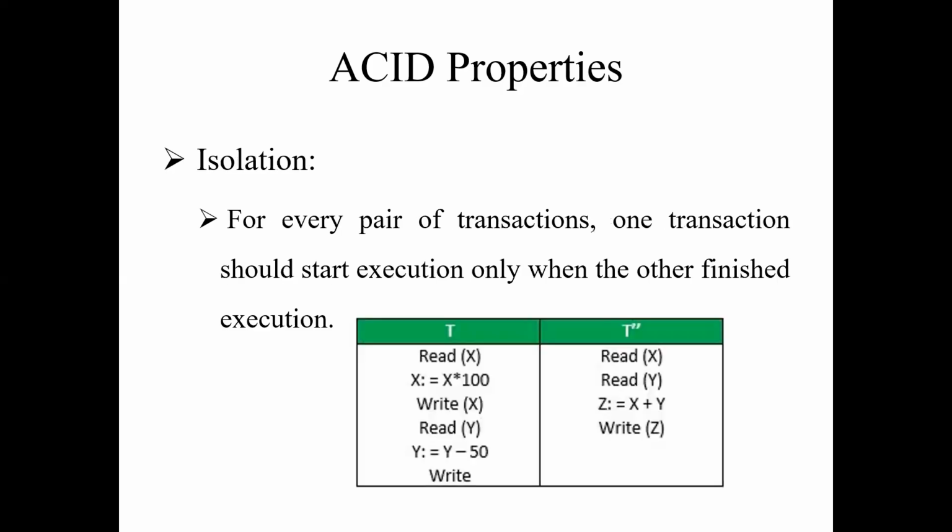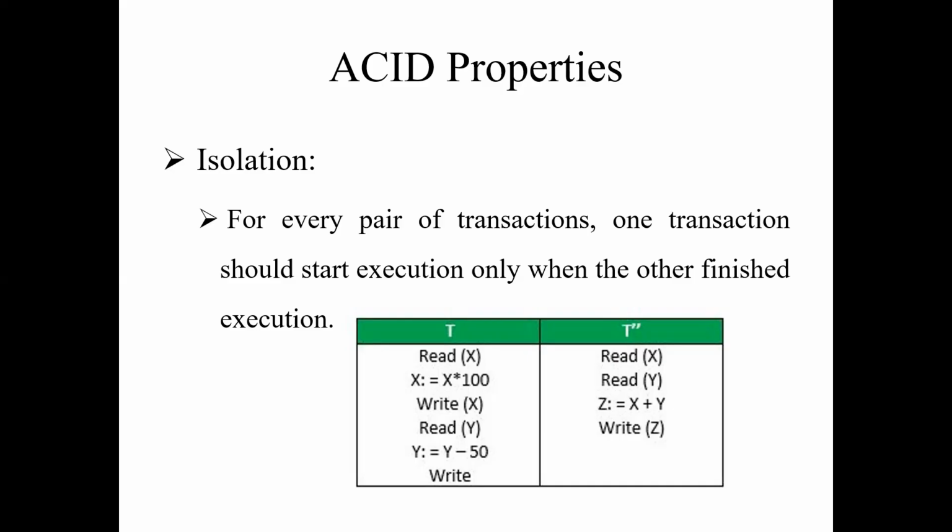The next one is isolation. For every pair of transactions, one transaction should start execution only when the other transaction has finished execution. Here, for the example, the first transaction T1 is fully completed, meaning its read and write operations are performed. In transaction 1, we have read X, which reads the value of X from the database, then process X: X is equal to X star 100, and then write X.